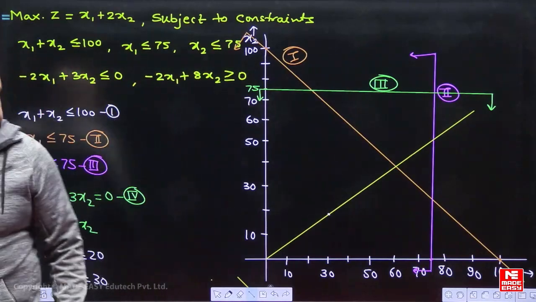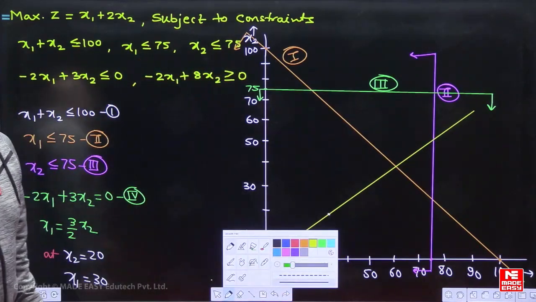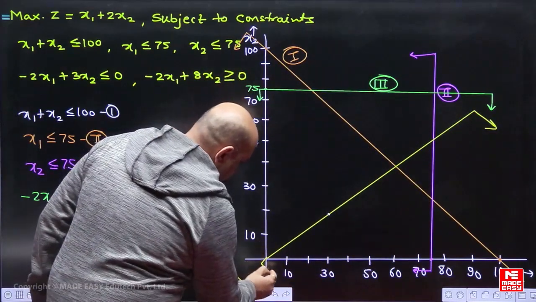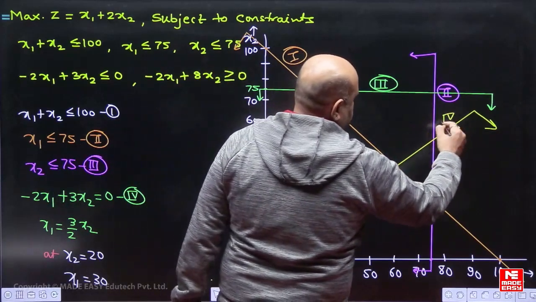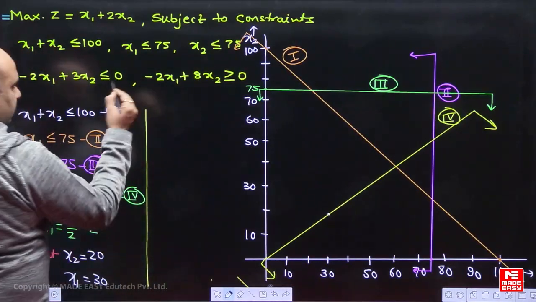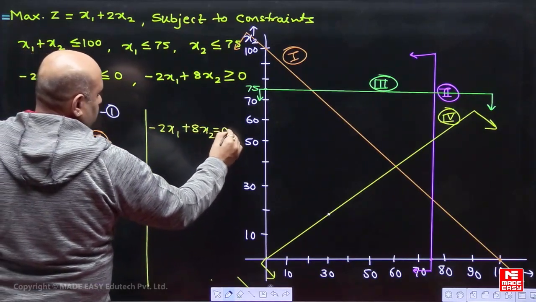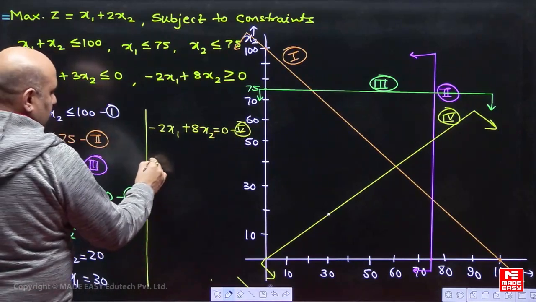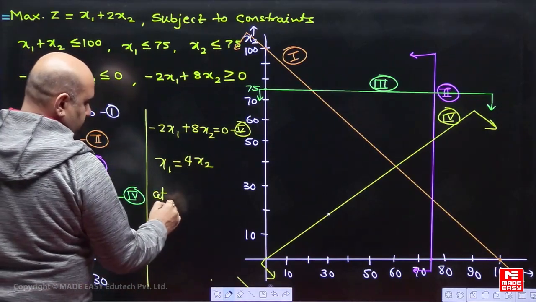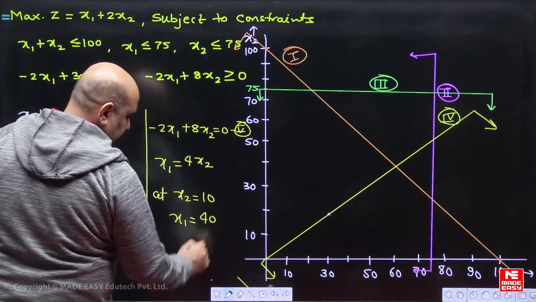So this will be our fourth constraint, and the area will be this one. And ये आएगा fourth constraint. Correct your mistake. Then here, this side, fifth one, minus 2x1 plus 8x2 equals 0. Fifth constraint equal to बदला, तो x1 will be 4 times x2. Now when at x2 equals 10, x1 equals 40.